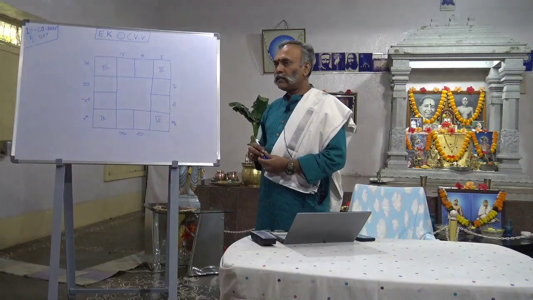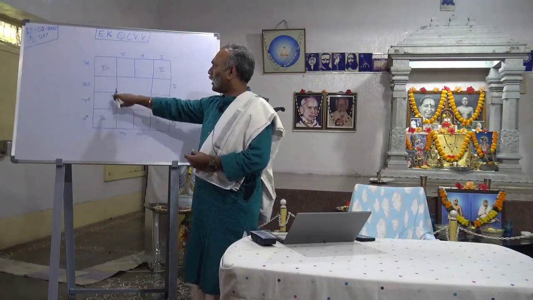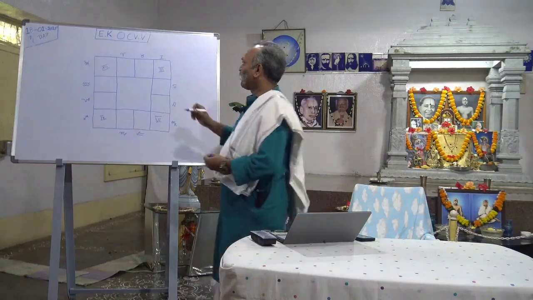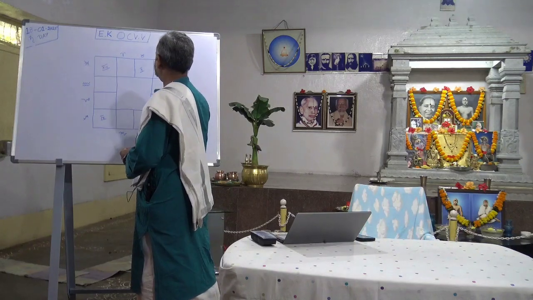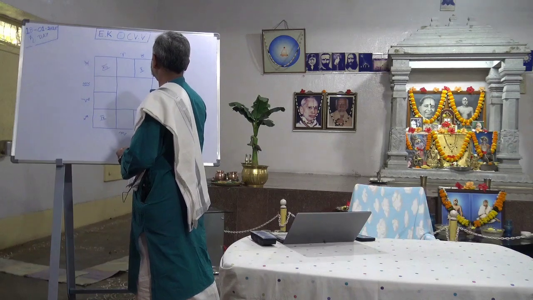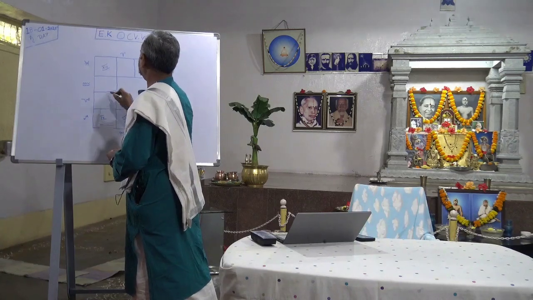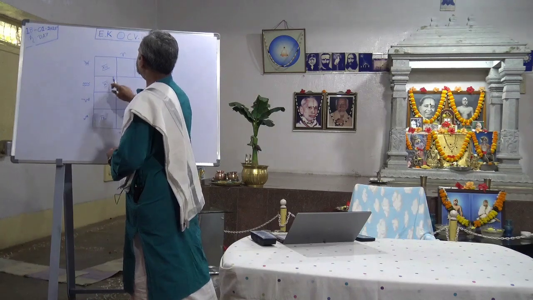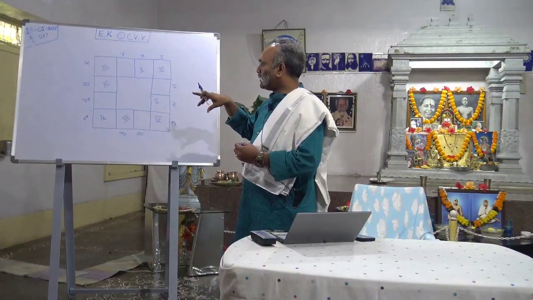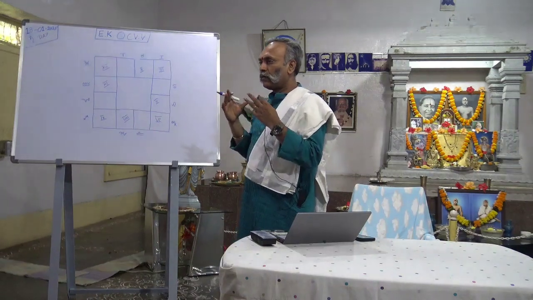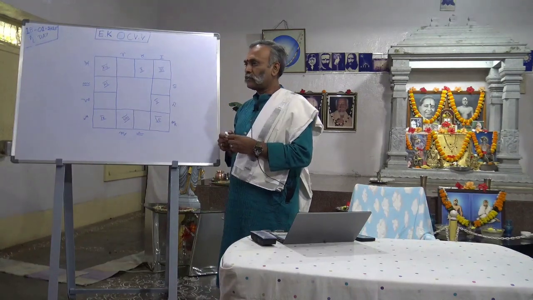The second set were the fixed signs, the 2nd, 5th, 8th and 11th. So this second set, they are the fixed signs, and these fixed signs represent inertia. Tamas.